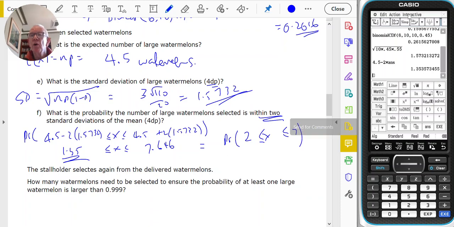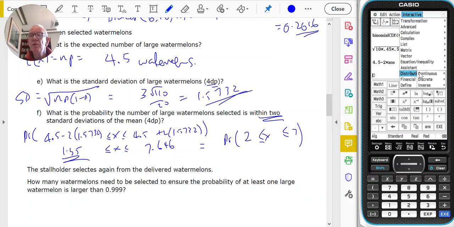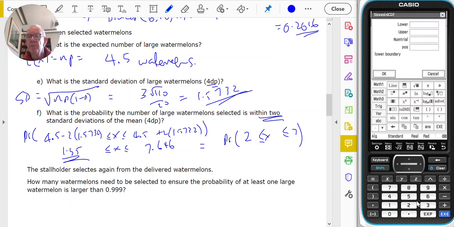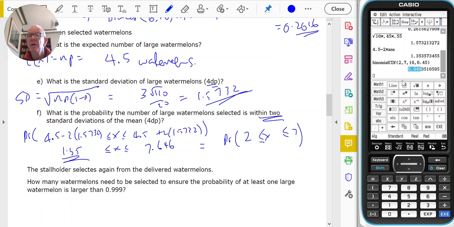So I'm looking for interactive, distribution, discrete, CDF of 2 to 7, 10, 0.45. And that's going to be, to 4 decimal places, 0.94935 or 0.9494.